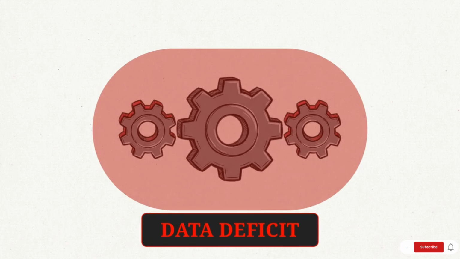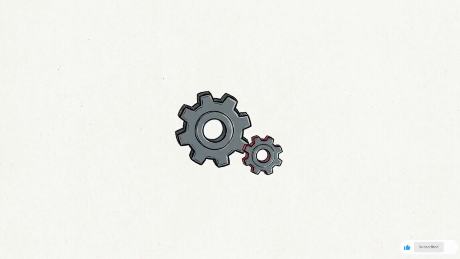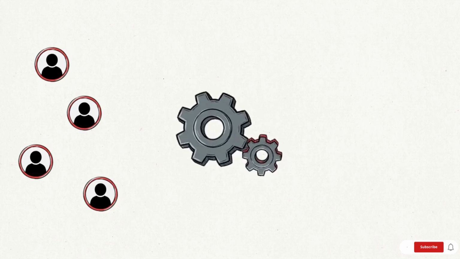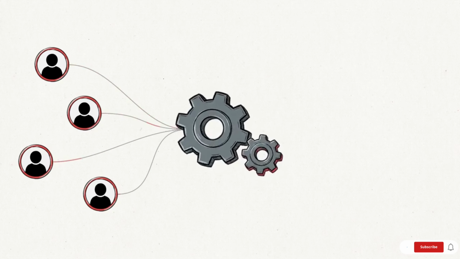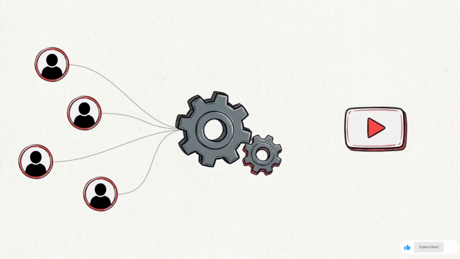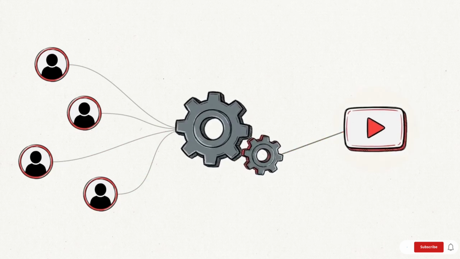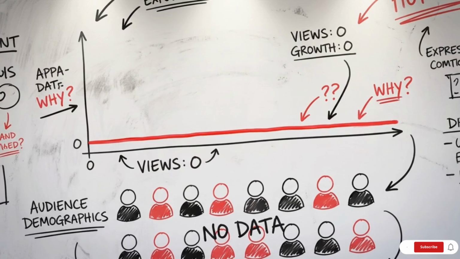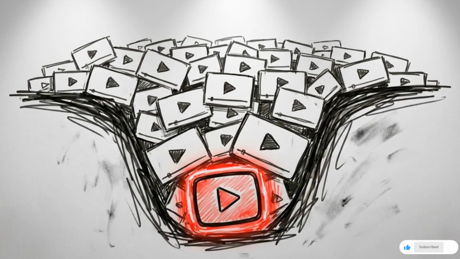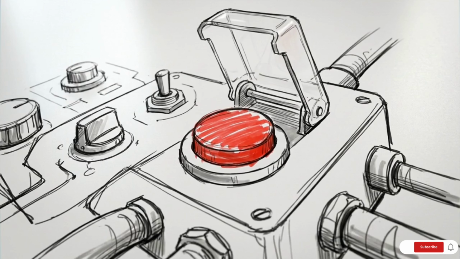a data deficit. YouTube's recommendation engine is built on machine learning. To function, it needs historical viewer behavior data. It looks at what a user has watched in the past and uses that history to predict what they want to see next. When you start a new channel, you have 0 historical data. Without that behavioral history to analyze, the system cannot predict an audience for you, so it often defaults to burying your content.